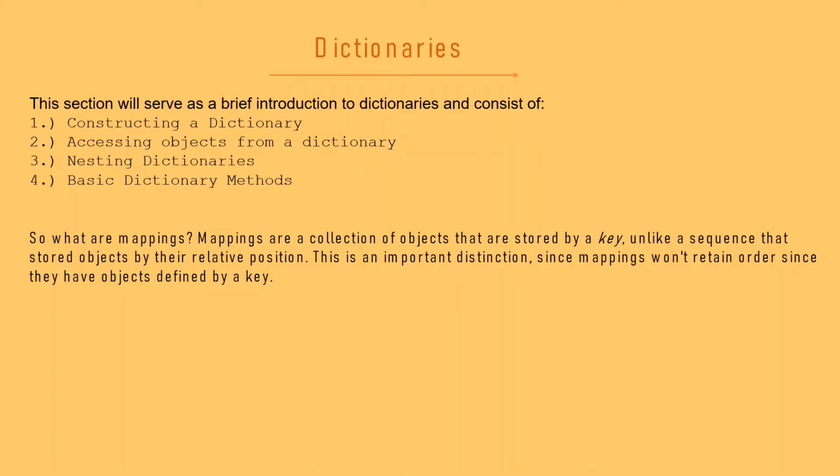So what are mappings? Mappings are a collection of objects that are stored by a key, unlike a sequence that stores objects by their relative position. There is an important distinction, since mappings won't retain order, since they have objects defined by a key. So in Python, they consist of keys and items. So a particular key stores a particular item, like key 1 equal to object 1 and key 2 equal to object 2, or item 2 kind of. Let's head to the Jupyter notebook and then I'll explain everything there clearly.